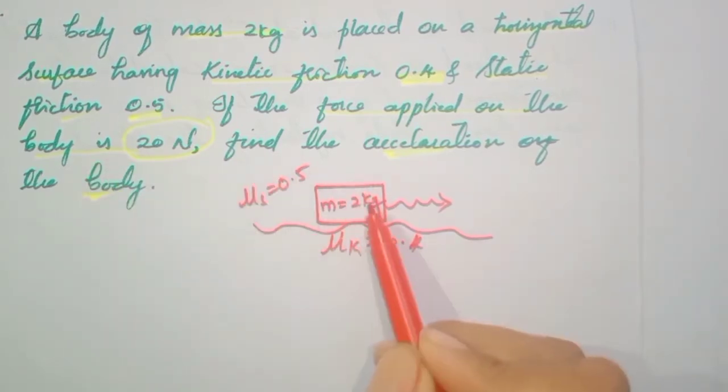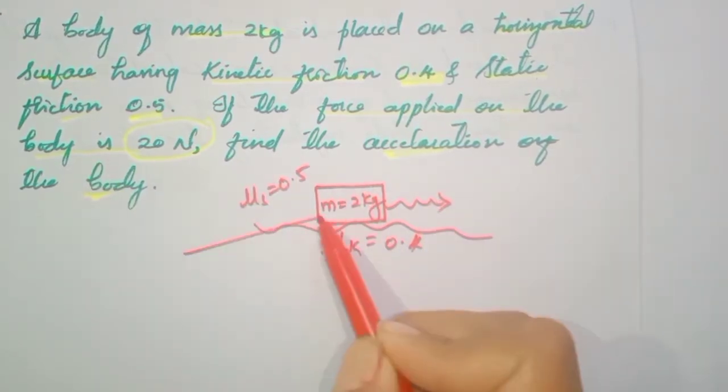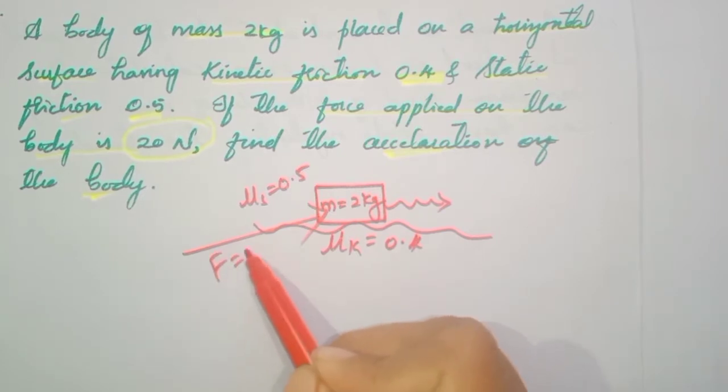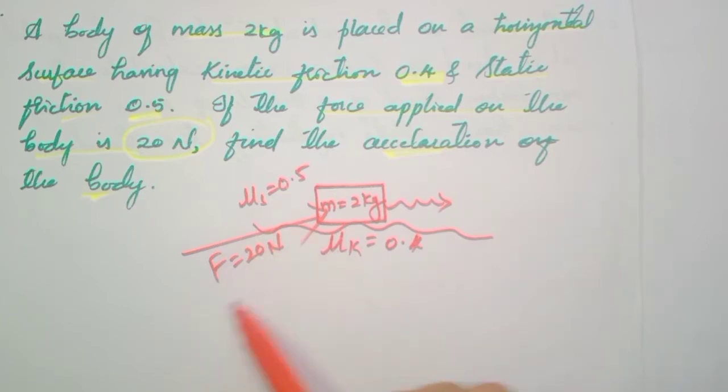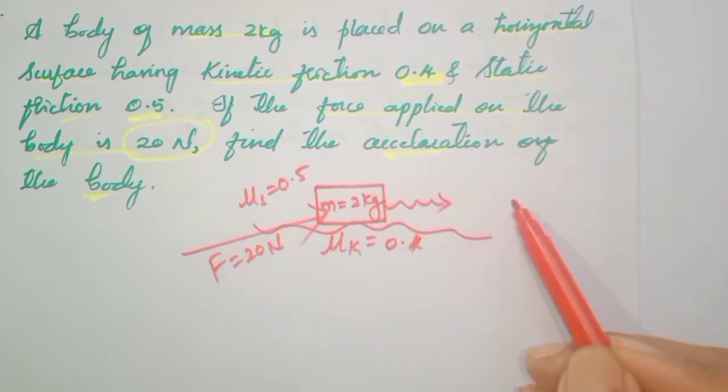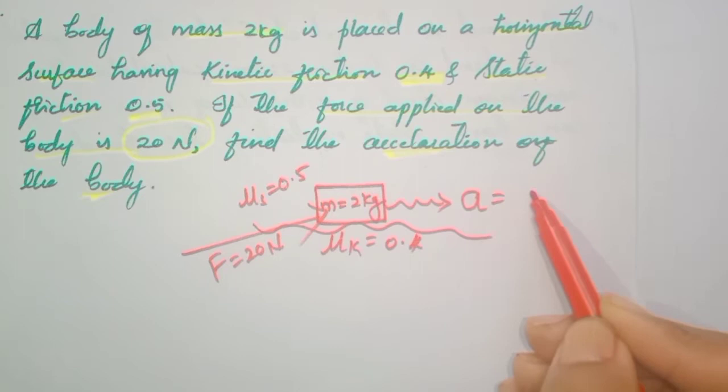As they have mentioned kinetic friction, the object is moving if the force applied on the body is 20 Newton. So on this body a certain force is applied. What is the force applied? F is equal to 20 Newton. Find the acceleration of the body. When a force is applied, the object moves with a certain acceleration, and that is what you have to calculate. Is it clear?